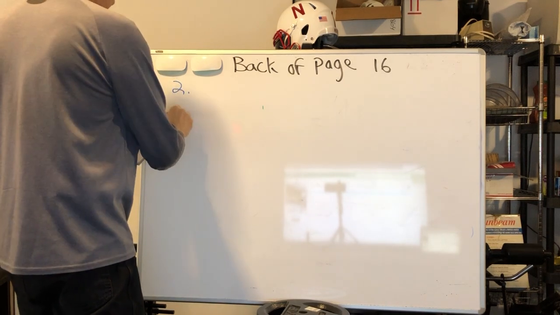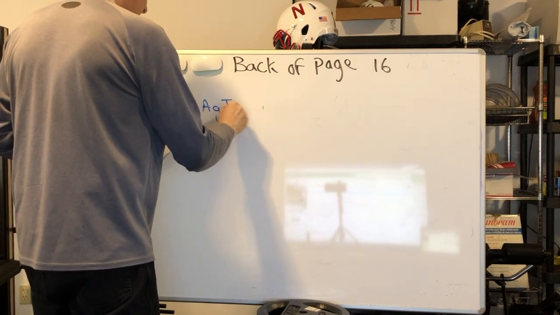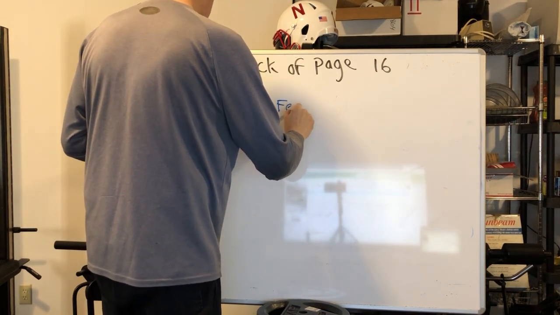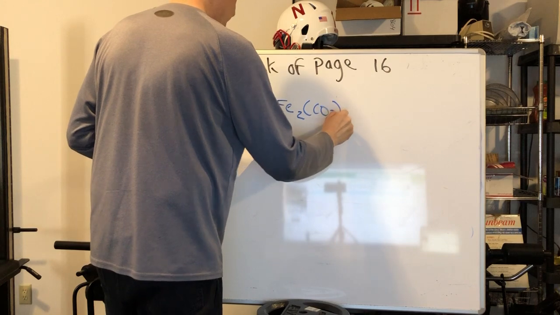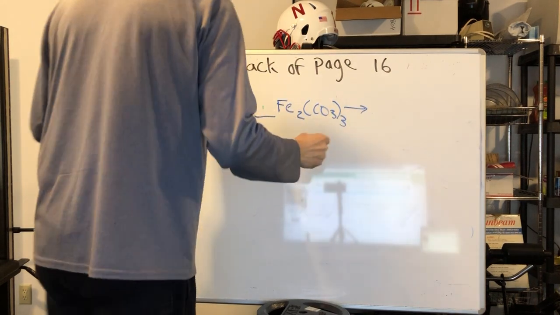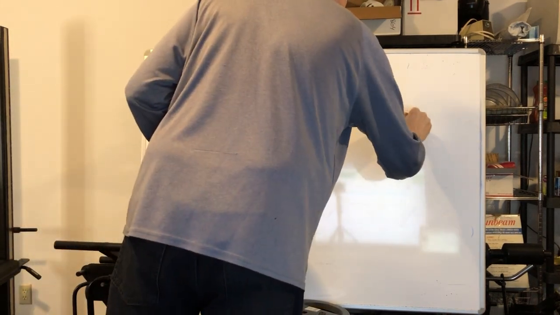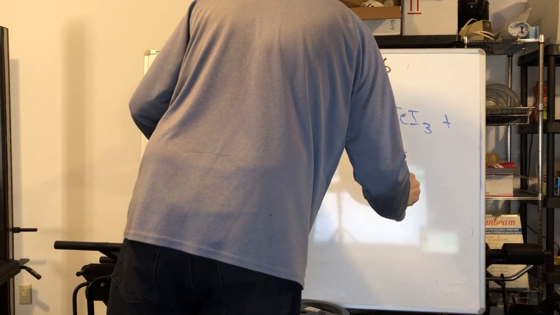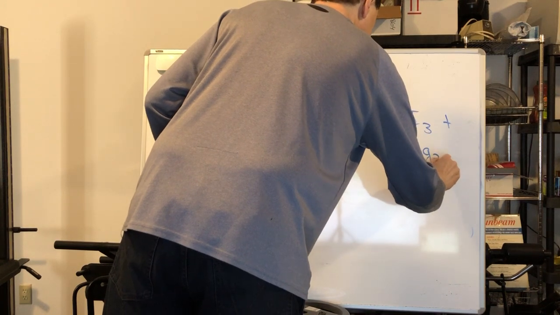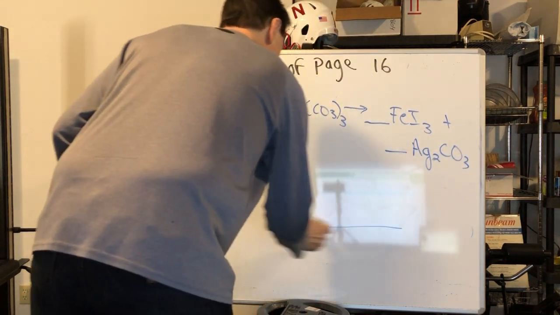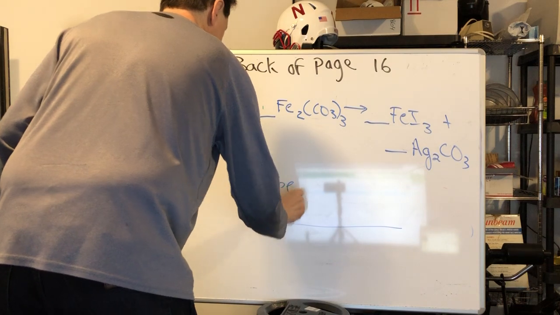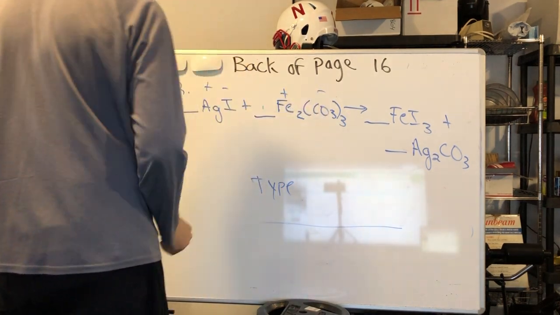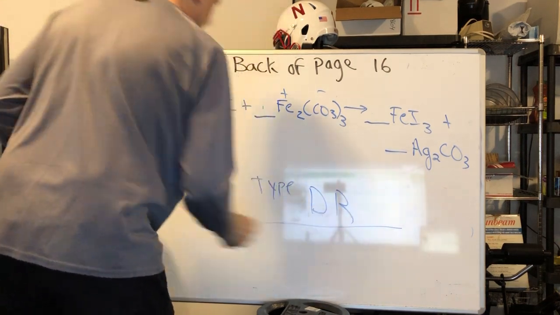Number 2, AgI plus Fe2CO3 to FeI3 plus Ag2CO3. Okay, again, type. Looks like we've got cation, anion. That's going to be double replacement.